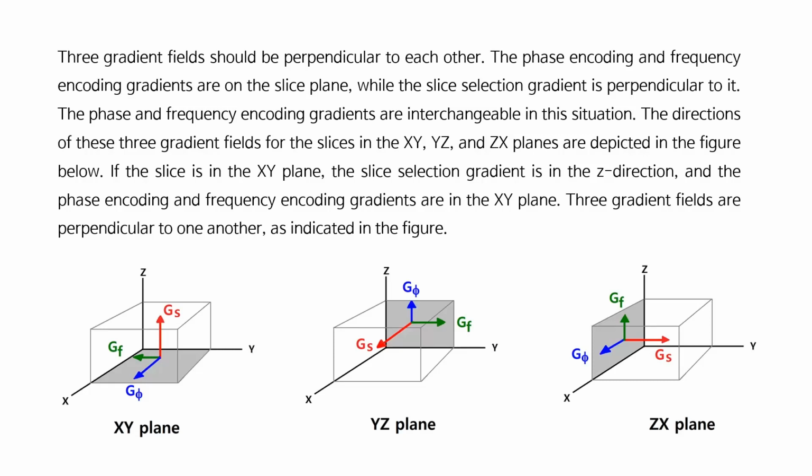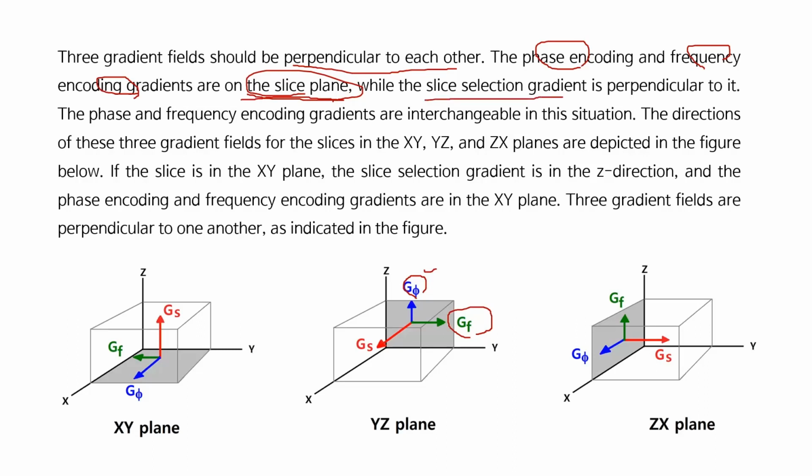The three gradient fields should be perpendicular to each other. The phase encoding and frequency encoding gradients are on the slice plane. You can see if the slice is in the XY plane, then the phase encoding and the frequency encoding gradients should be on the slice plane. As you can also see here, the slice is in the YZ plane, and so the phase encoding and frequency encoding gradients are on the YZ plane. You can also see the same thing here.